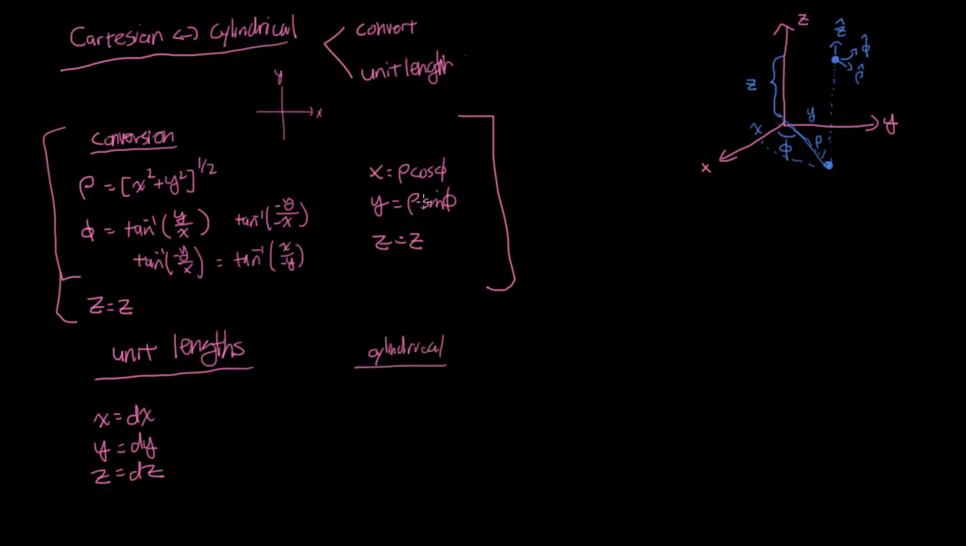But for the cylindrical side, you have to deal with the fact that phi is not in units of length. So if you think about it, z is in units of meters, it's an actual length. Rho is in units of meters, but phi is in units of radians. So how do you change this into unit length?